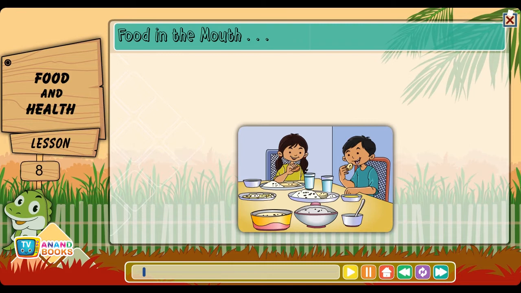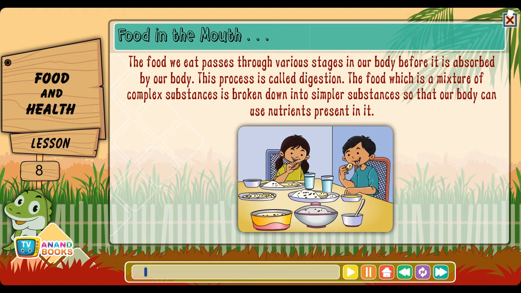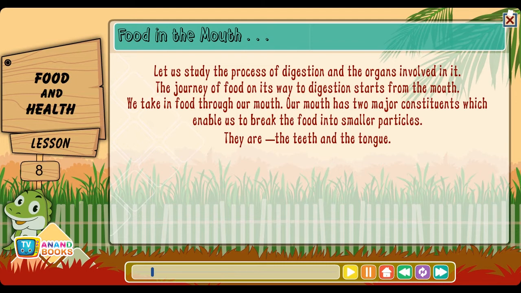The food we eat passes through various stages in our body before it is absorbed by our body. This process is called digestion. The food, which is a mixture of complex substances, is broken down into simpler substances so that our body can use the nutrients present in it. Let us study the process of digestion and the organs involved in it.